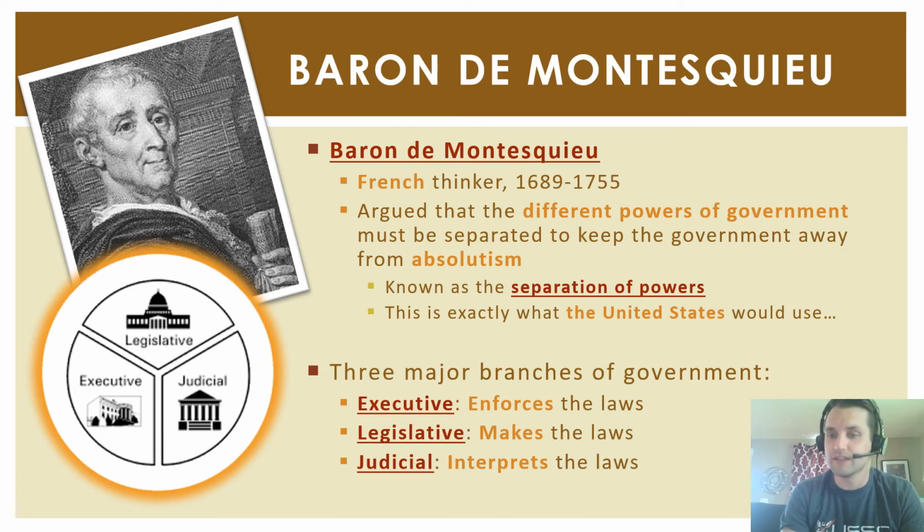Now, every country does this differently. In the United States, obviously the head of the executive is the president, head of the legislative is the Congress, so the House of Representatives and the Senate, and then the head of the judicial would be the Supreme Court. Not every country does it that way. But again, you split the powers of government so that you don't have a dictator. And most countries would agree that's pretty darn important.